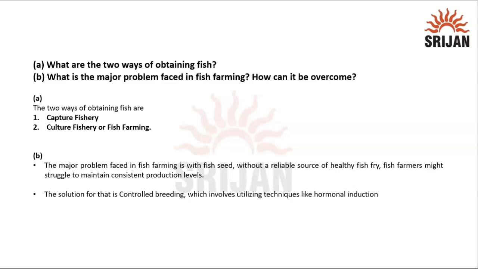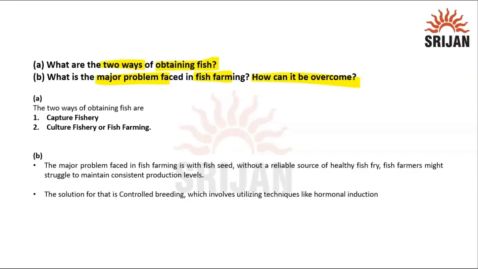Hello students. So today the question that is given to us says: what are the two ways of obtaining fish, or capturing the fish, and what is the major problem faced in fish farming, and how can the farmers, the people who are actually farming the fish, overcome it?